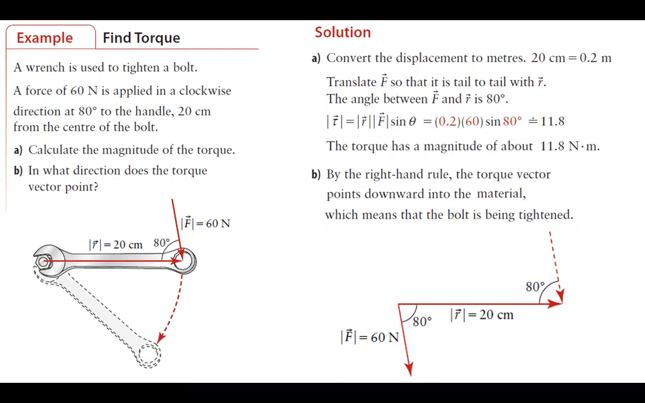Then by the right-hand rule, the torque vector points downwards into the material, right? Which means that the bolt is being tightened. Okay, do you have any questions?